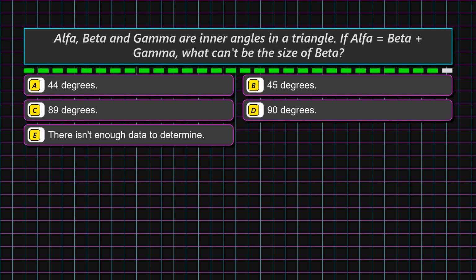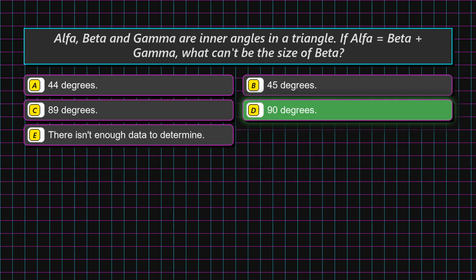Question 10. Alpha, beta and gamma are inner angles in a triangle. If alpha equals beta plus gamma, what can't be the size of beta? Option A, 44 degrees. Option B, 45 degrees. Option C, 89 degrees. Option D, 90 degrees. Option E, there isn't enough data to determine.